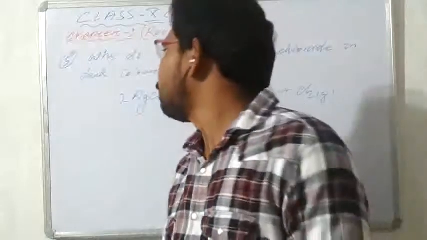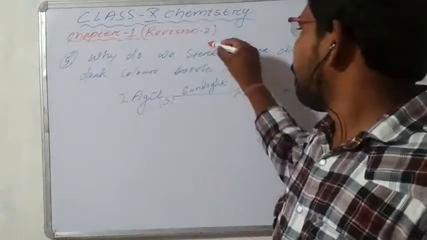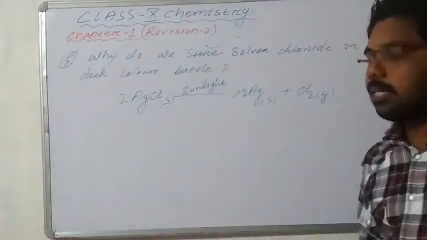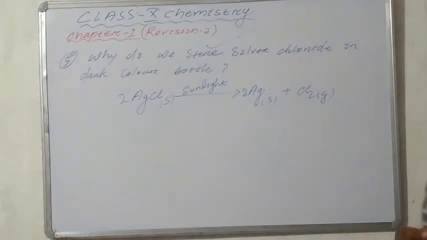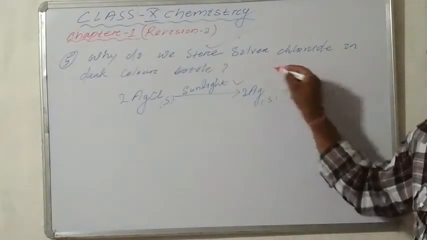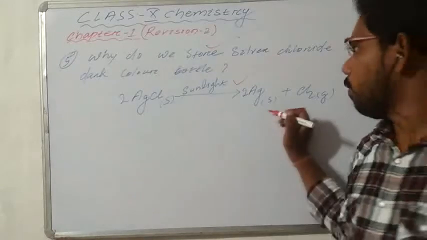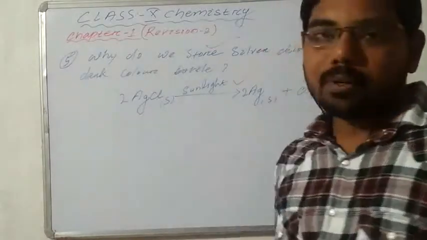Okay, this is a most important question. Why do we have to store silver chloride in a dark color bottle? Because to prevent the decomposition of silver chloride.